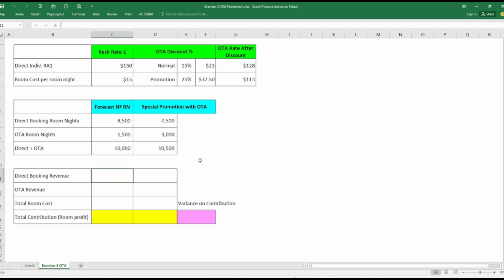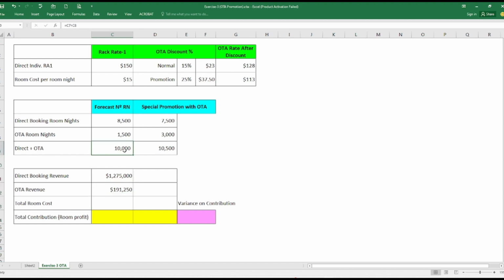Direct booking revenue: 8,500 room nights multiplied by the rate of 150 is 1,275,000. OTA revenue: 1,500 room nights multiplied by the normal rate with 15% discount, only 128 US dollars.